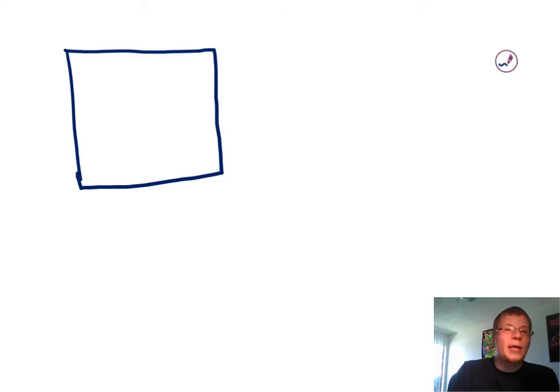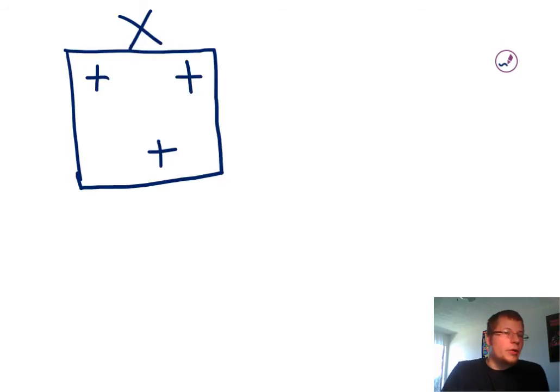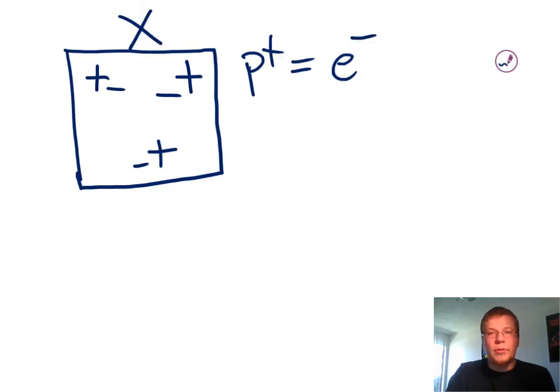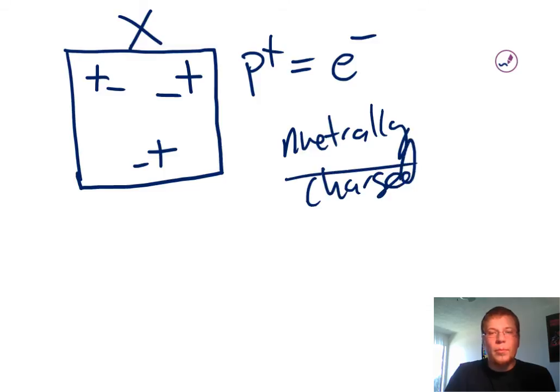Let's say we have some material X. It's this magic material. In this chunk of X, let's say we have three protons, and we want to make X neutrally charged. So we give it three electrons. In this case, the number of protons is equal to the number of electrons, and therefore it is neutral. It is neutrally charged.